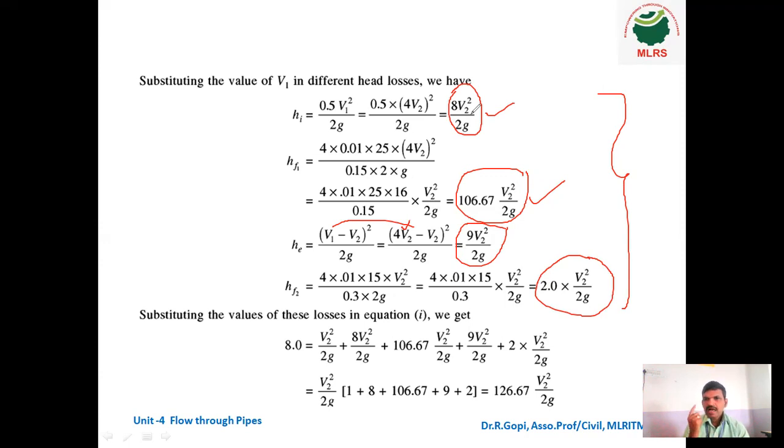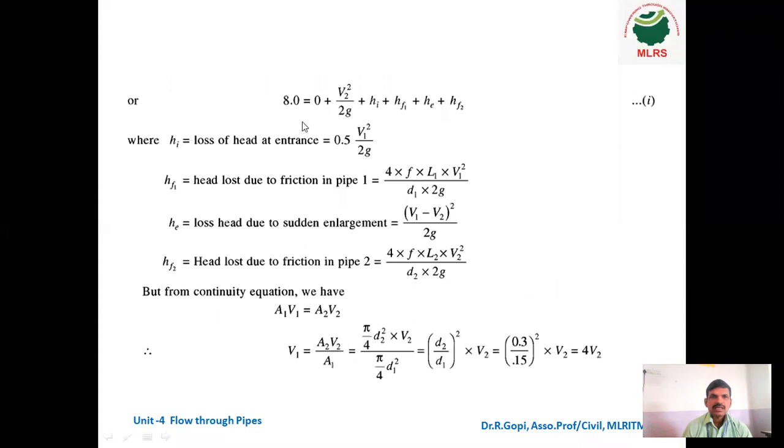Okay. So we have only one unknown. Once you found V2, the problem is solved. So now substituting this major loss and minor loss in the Bernoulli's equation. We know Bernoulli's equation, previously, you can see here: 8 is equal to 0 plus V2 square by 2G plus HI plus HF1 plus HE plus HF2.